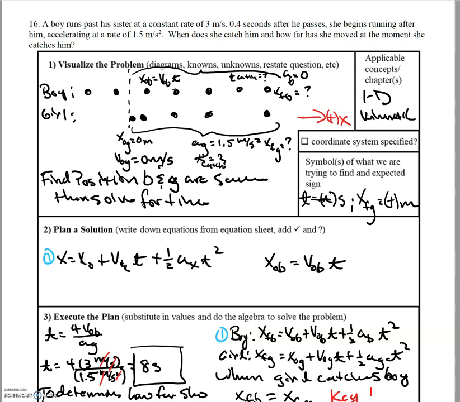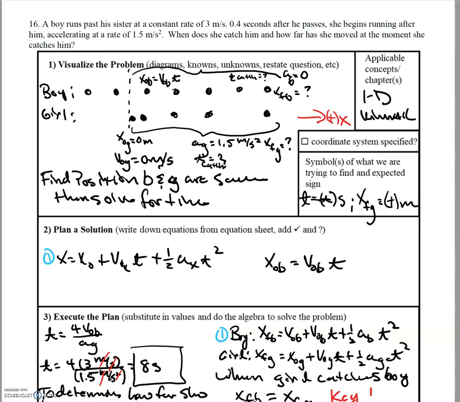So to visualize what's going on, you have the girl just standing there. Say you're both in the road. She's just standing there, watching her brother run past her. As soon as he passes her, 0.4 seconds later, she bolts off to try and catch him. So that's what's happening. So the question is, when does she catch him, and how far has she moved when she catches him?